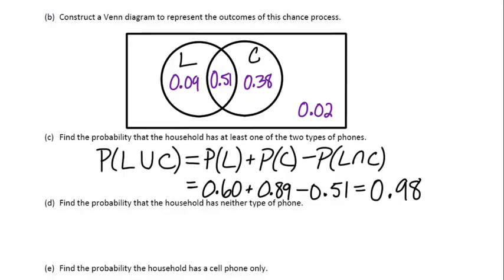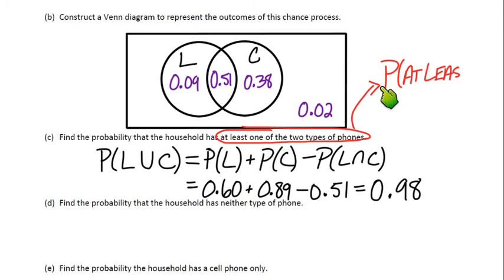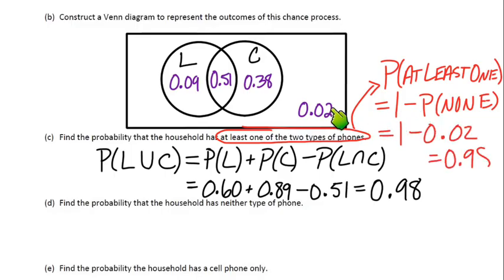Or we could have gone about it another way. There's a really easy shortcut. What's the probability that a household has at least one of the two types of phones? Anytime I see that phrase, at least one, I start to think, well, that'd be 1 minus the probability that you had no phones at all. So another way to get to that 0.98 would have been just do 1 minus that 0.02. So the probability you have at least 1, so you could have 1 or 2 or more. In this case, there's only 2 choices. But the probability you have at least 1 is always going to be 1 minus the probability you have none. So that would have been an easy way to get the answer as well.